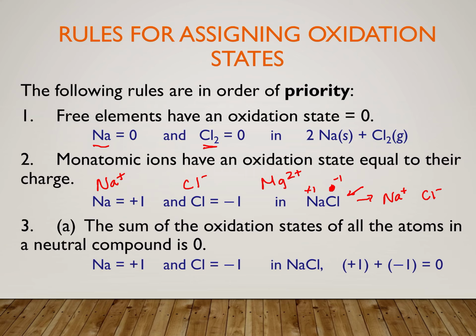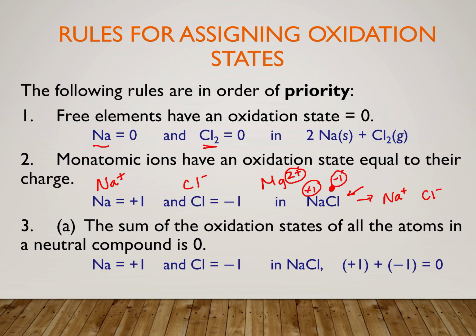A brief key point is that when we have charges, we write the number and then the charge, like Mg2 plus. When we have oxidation states, we write the charge and then the number, like Na plus 1 and Cl minus 1. This is how you can tell the difference between charges and oxidation states. They have different uses. So if you're writing a charge, write the number and then the charge. If you're writing an oxidation state, write the charge and then the number.